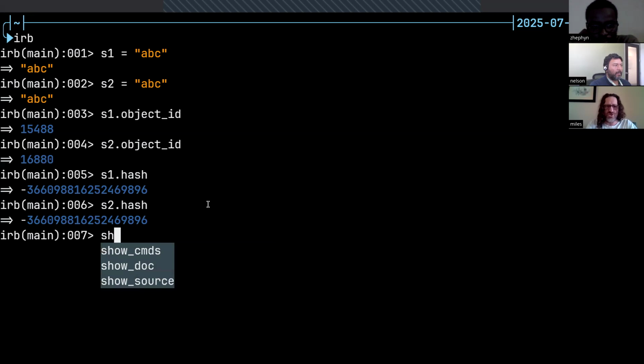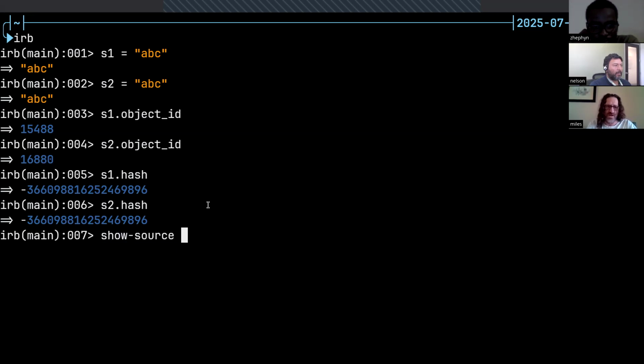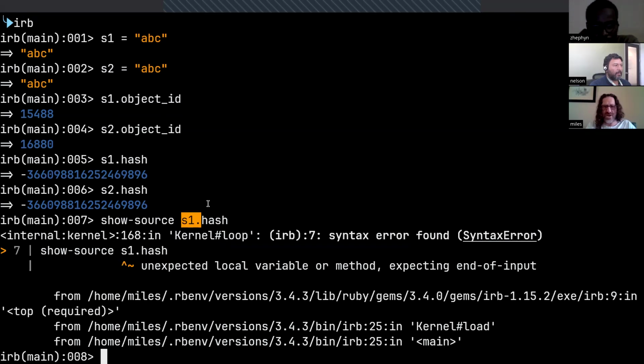I wonder if I can do show-source. Do you guys ever do this? show-source s1.hash. Okay, I don't have whatever is installed to do that, but you can sometimes see the source code for some of these methods. Although I guess that one's going to be in C code.